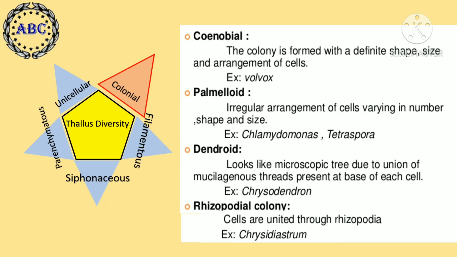Dendroid type of colony looks like a microscopic tree due to the union of mucilaginous threads present at the base of each cell. The number, shape and size of the cells are also indefinite in dendroid colonies. The example is Chrysodendron. The last one is the rhizopodial colony. In the rhizopodial colony, the cells are united through rhizopodia. Example, Chrysidiastrum.